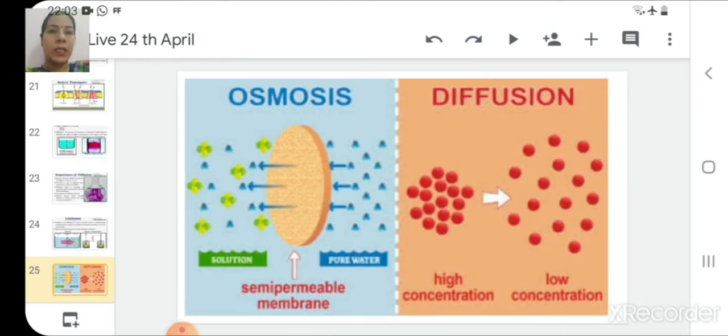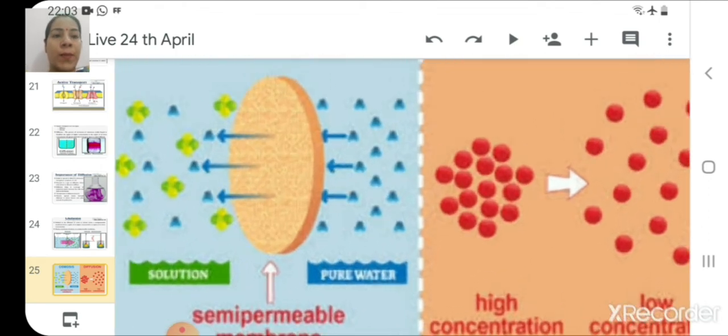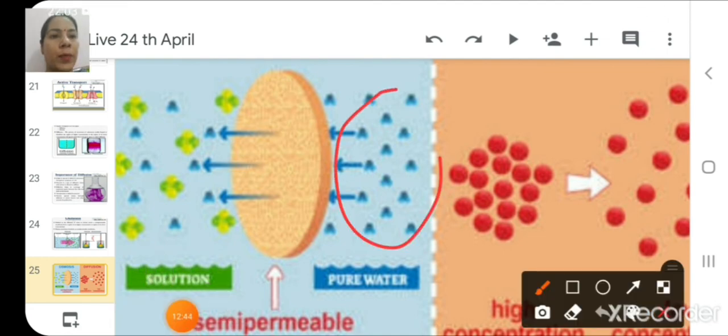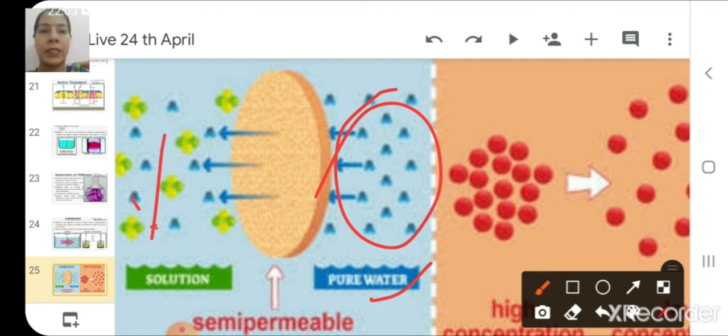Now again you can see the difference between osmosis and diffusion. In diffusion there is no semi-permeable membrane, whereas in the osmosis process a semi-permeable membrane is there. On one side of the semi-permeable membrane you can see pure water is present here. And here what is there? A solution is there. It can be a salt solution, a sugar solution or any other solution. So here the concentration of water is less, and here the concentration of water is more.